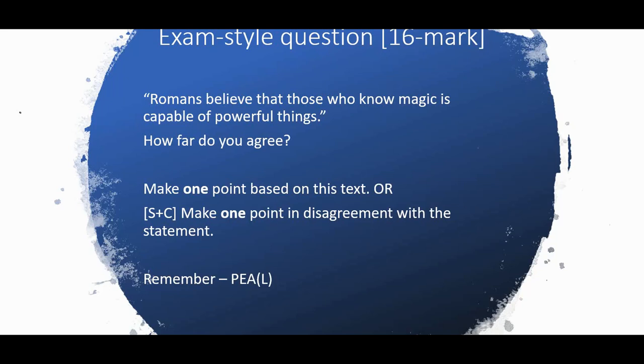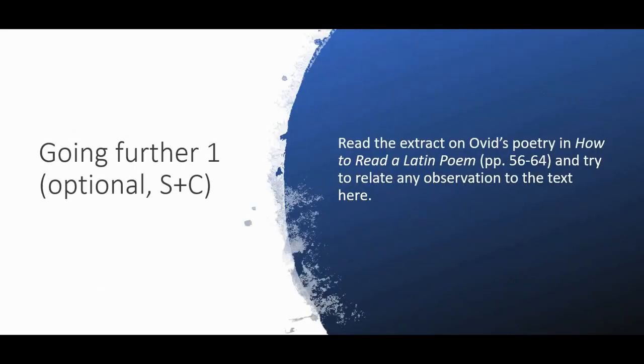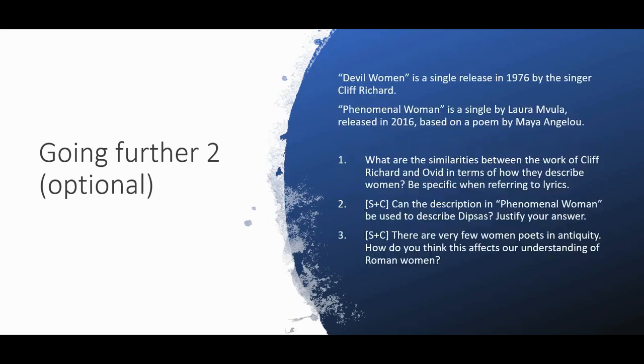I'm going to explain to you what the last 2 things are as well in the next 2 slides, and they're optional, right? So certainly for some of you, I'd like you to read the extracts that I'm going to post on here from How to Read a Latin Poem. It's a nice way of understanding what Ovid is and to understand Ovid beyond this text. Or the other option is to consider the 2 songs about the ability of women, or the portrayal of women.